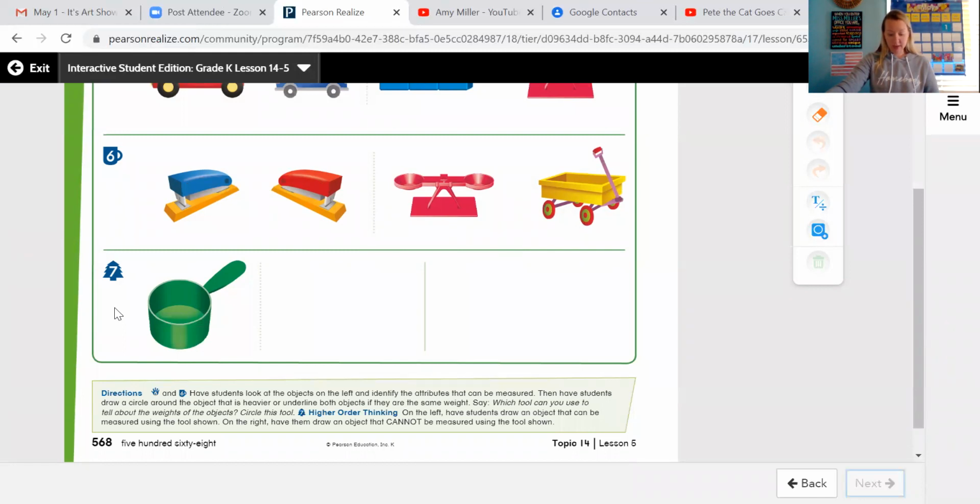And number 7. Let's see. You need to look at this tool. What can this tool measure? And right here, you're going to draw an object that can be measured using this tool. And in this right square, you're going to draw an object that cannot be measured using this tool. So you have your tool right here. Draw an object that can be measured using this tool. And in this blank spot over here on the right, draw an object that cannot be measured using this tool.